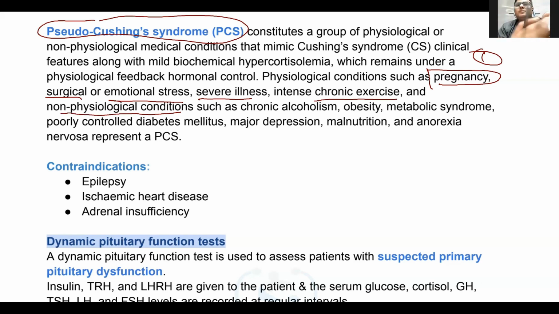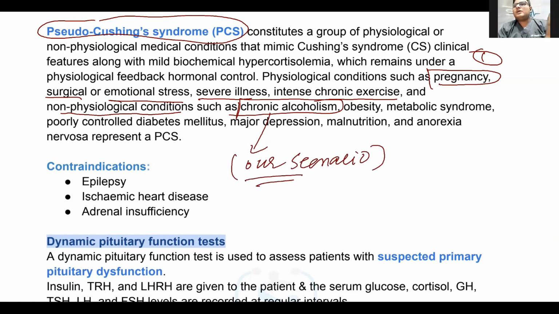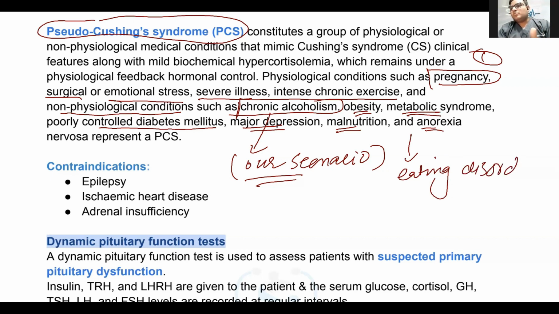Non-physiological conditions also play an important role in causing pseudo-Cushing syndrome, and one of them we have discussed in our scenario, that is chronic alcoholism. Also, it happens in patients who are obese, in metabolic syndrome, in patients who have poor control of diabetes, and in patients who have major depression, malnutrition, anorexia nervosa, and eating disorders. All the eating disorders can cause this pseudo-Cushing syndrome.